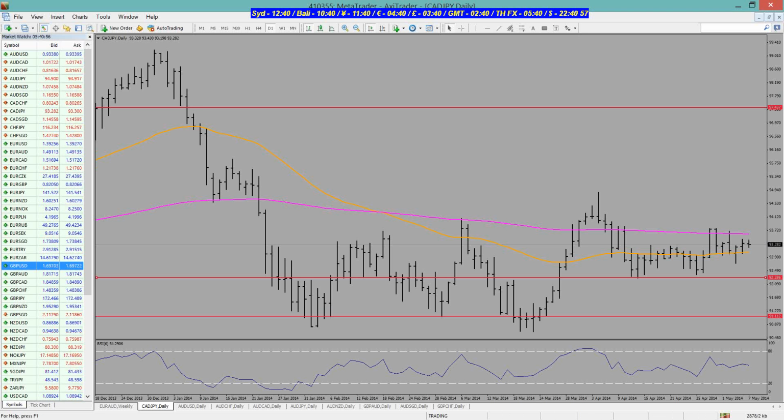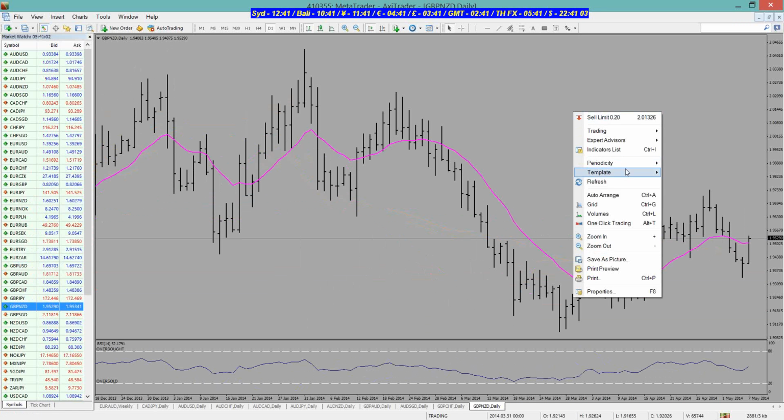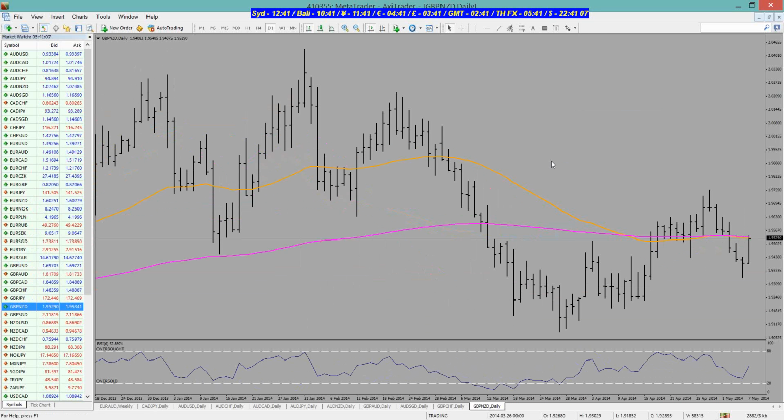Where's my mouse gone? Come here. Oh, why do you do that? Surely you should default to the default template.